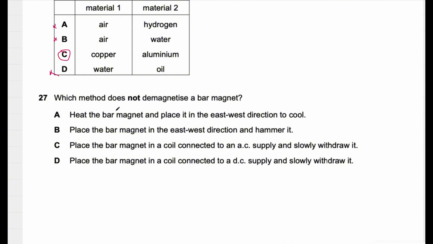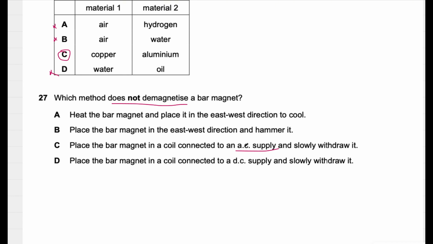Question 27: which method does not demagnetize a bar magnet? Heat the bar magnet and place it in east-west direction to cool. Think this way: we're looking for what will not demagnetize it. Place the bar magnet in east-west direction and hammer it. It will demagnetize it. Place the bar magnet in a coil connected to AC supply. AC supply will demagnetize it. Only a DC supply will not demagnetize it.